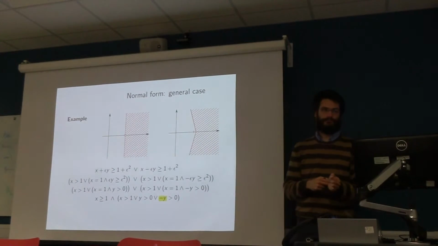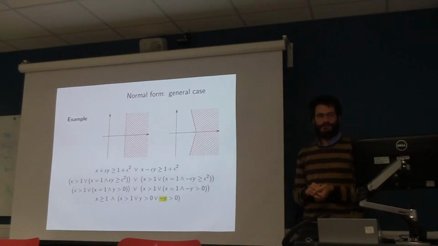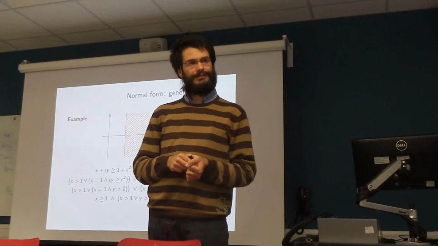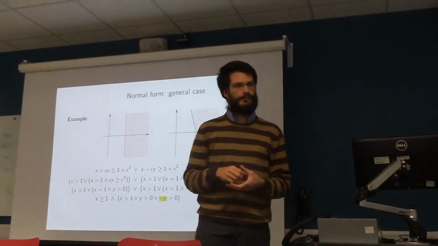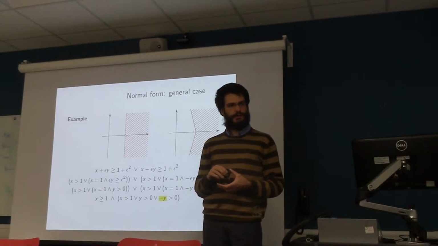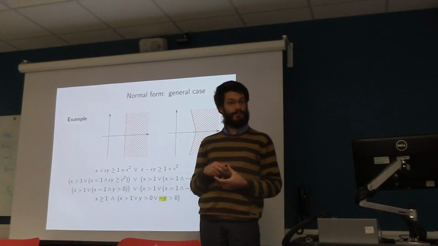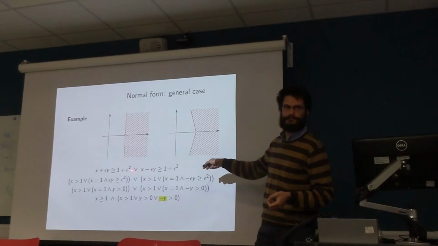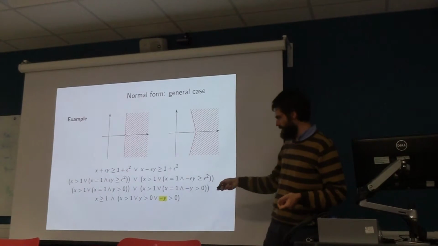And is the normal form polynomial in size of the original? Depends on how you express the original, with binary encodings of all the coefficients. So if the original is expressed, I mean, this is polynomial in this. That's true. Yeah. This is polynomial in this.